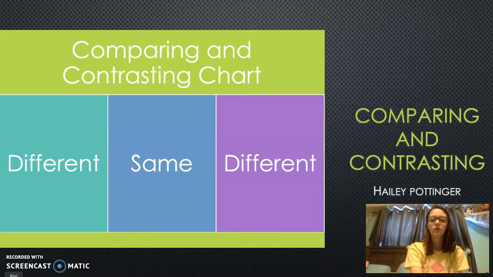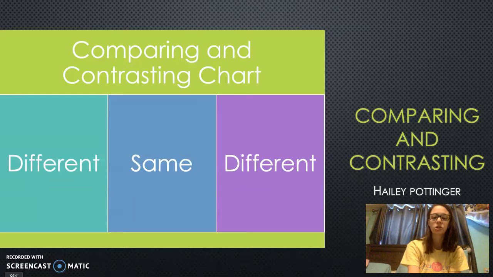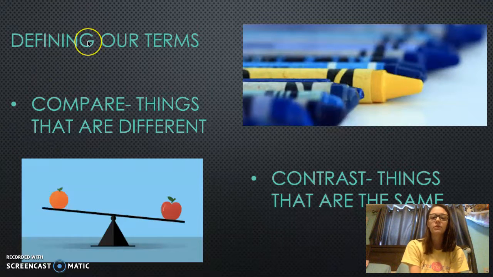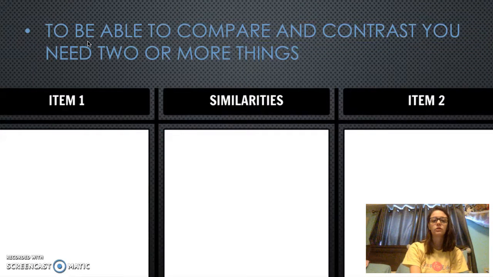So today I'm going to teach students how to compare and contrast using a compare and contrasting chart. So first of all, we would define our terms: comparing things that are different and contrasting things that are the same. To be able to compare and contrast, you need two or more things. So you would need animals and humans, and you would compare humans on one side, animals on the other, and then the similarities between the two.